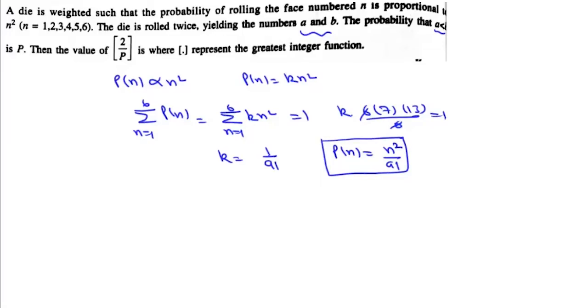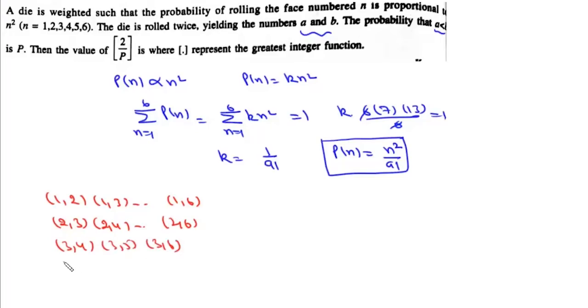Now it says a die is rolled twice, yielding the numbers A and B. The probability that A is less than B is required. If A is less than B, then the possible combinations are (1,2), (1,3) up to (1,6), then (2,3), (2,4) up to (2,6), then (3,4), (3,5), (3,6), (4,5), (4,6), and then (5,6). So these are all the favorable conditions for A and B such that A is less than B.